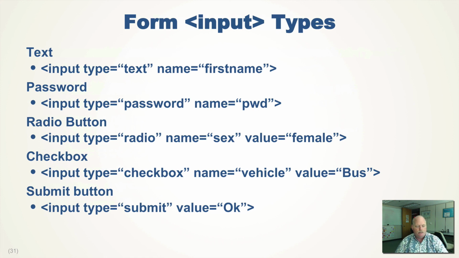A radio button is a set of buttons. The input type radio makes it a single radio button. The name is how they group together. So with radio buttons, only one can be clicked at a time. So if you say input type radio, name sex, value female, and then you have another radio button, sex, male, those two will not let you choose both. You'd only choose one. A checkbox is very similar to a radio button, except you can have multiple checkboxes selected, and the name is how they're grouped together.